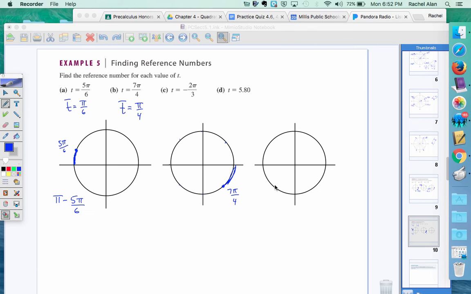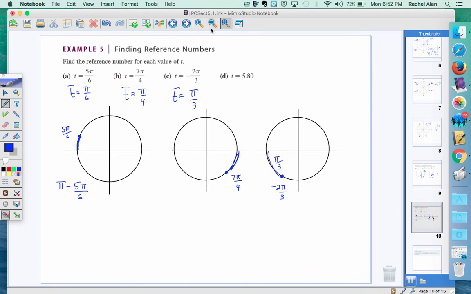And lastly, I want to look at negative 2 pi over 3. So let's see, 2/3 of the way. So there's negative 2 pi over 3. The shortest distance along the circle is right here, which is pi over 3. So for part C, t bar is pi over 3.